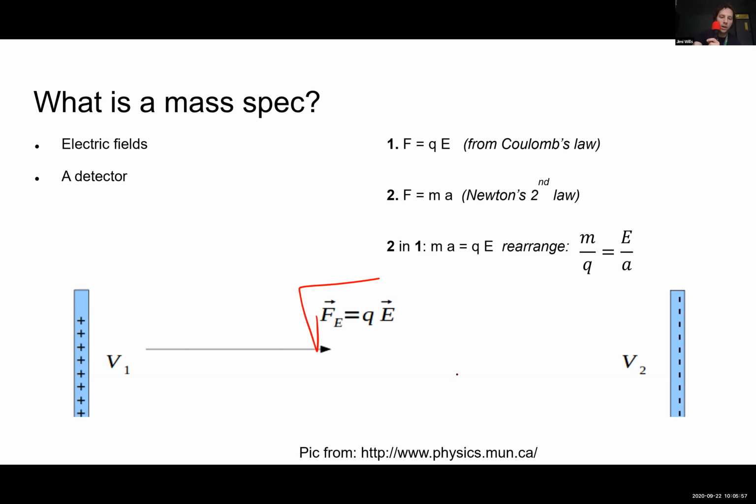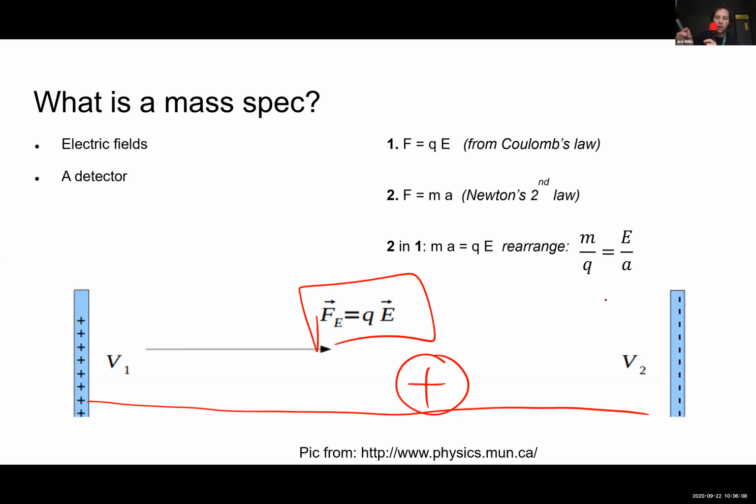So if you've got a particle that is, say, positively charged and it's in an electric field, which is between these two electrodes, it will travel in that field. Why does it travel? Because it experiences a force, and that force is equal to the charge on the particle multiplied by the field strength.